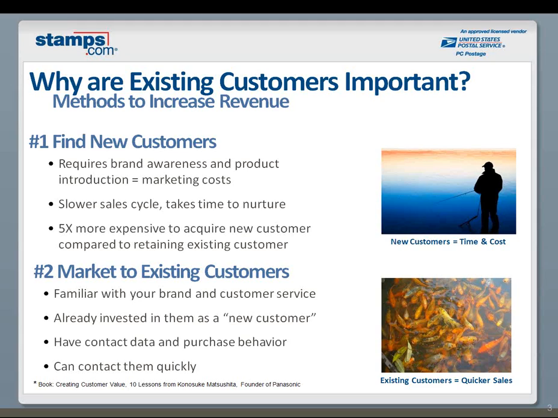The second method to increasing revenue for your company is to market to your existing customers. These are people who've already purchased your product or service before, and they're familiar with your brand and customer service. You've already spent the money to acquire them as a new customer. These customers are the low-hanging fruit, basically, for helping to increase revenue. We have their contact data already from their previous purchases, so we can contact them very quickly with our relevant messaging.